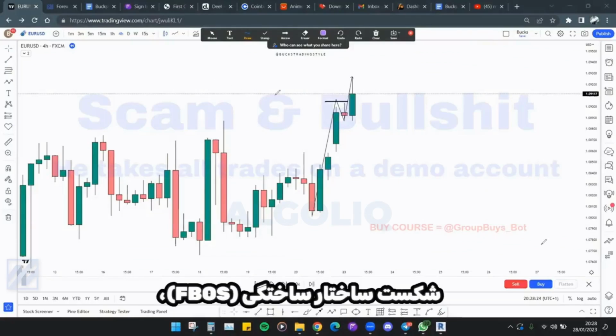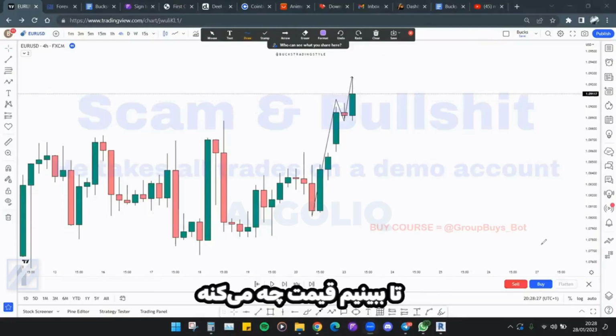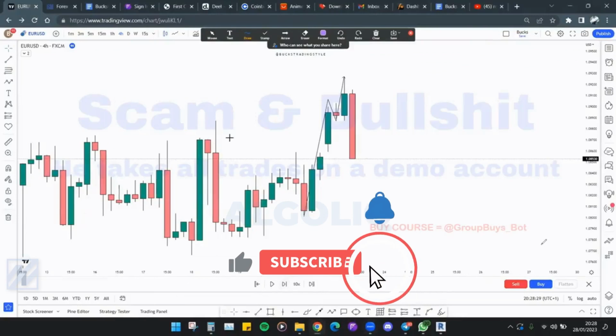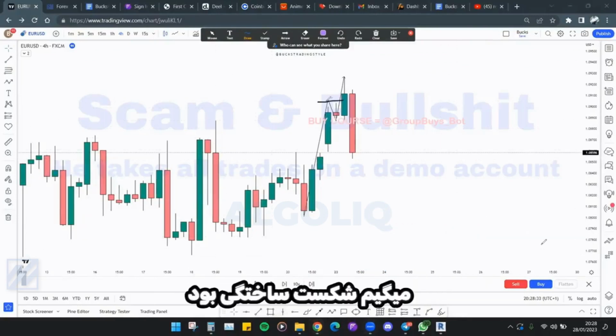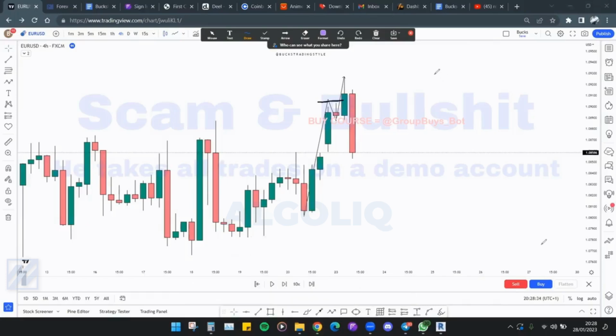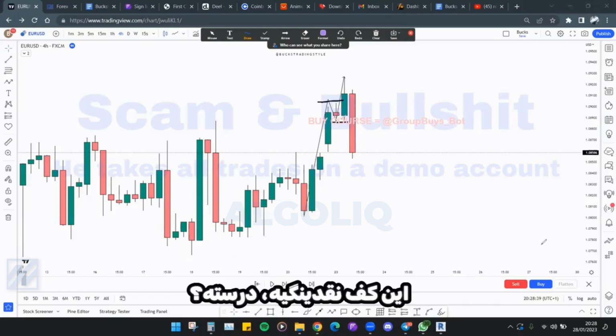This is a fake break of structure, okay? Until we see what price will do. Now, see what price did. Price came back down. As price came back down right here, we say now this is the fake break of structure. Okay? This low is liquidity.